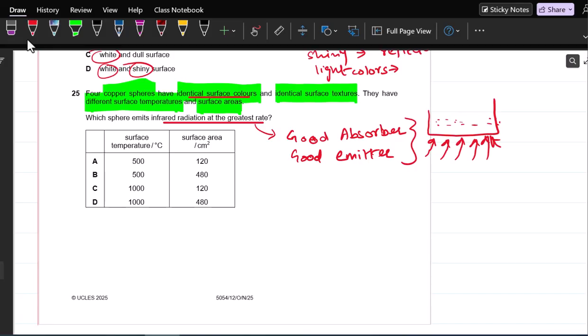So, the more the temperature, the more radiation, the more heat will be emitted. The greater the area, if a greater area is absorbing too much heat, then a greater area is also emitting too much heat. So I would say that the greater temperature is 1000 and surface area is 480 centimeters square. So D is right here.